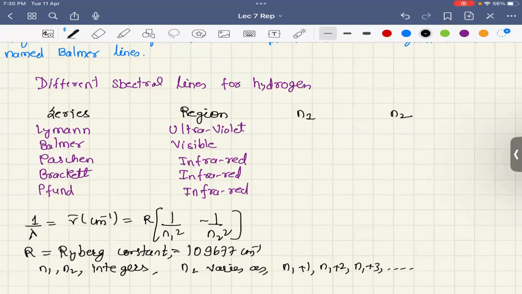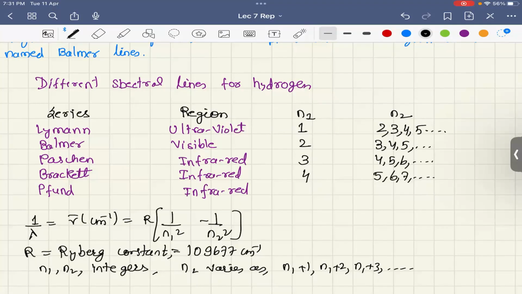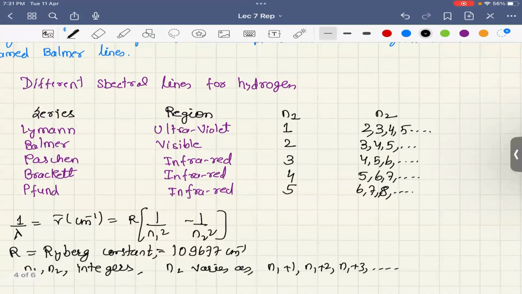To get the Lyman series lines, we have an n1 value of 1, and n2 can be 2, 3, 4, 5 as per this expression. For the second series, n1 is 2, so n2 can be 3, 4, 5. This is 3, so n2 is 4, 5, 6. This is 4, so this could be 5, 6, 7. This is 5, then this is 6, 7, like this. But this is valid only for hydrogen atom, right?